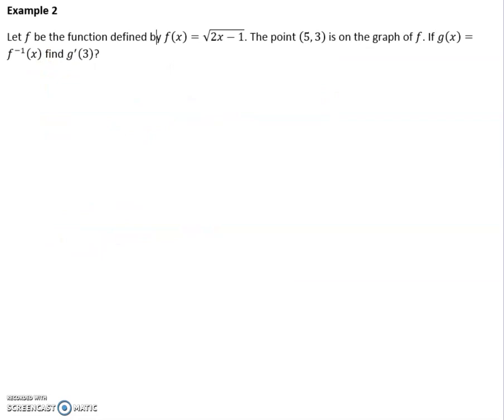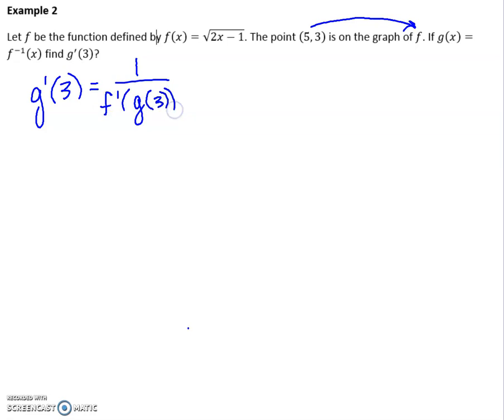For the second example, we've got f defined by this square root function. The point (5, 3) is on f, so that's important to know. It's not on the inverse, it's on f. If g of x equals the inverse, so they're helping us out by calling it g, find g prime of 3. Because we know that g is an inverse already, we can use the inverse rule: 1 over the original's derivative, f prime, at g of 3, at the inverse of 3.